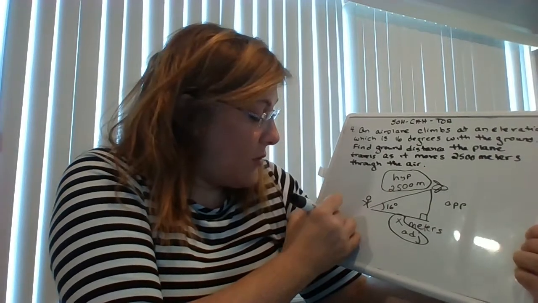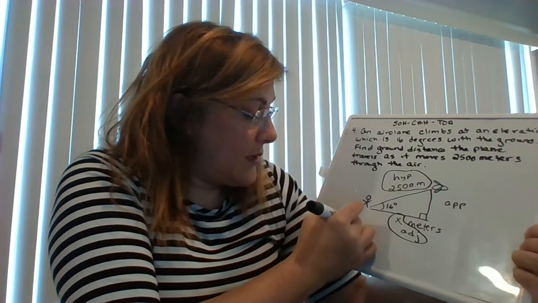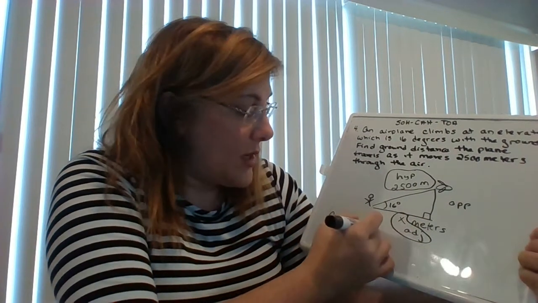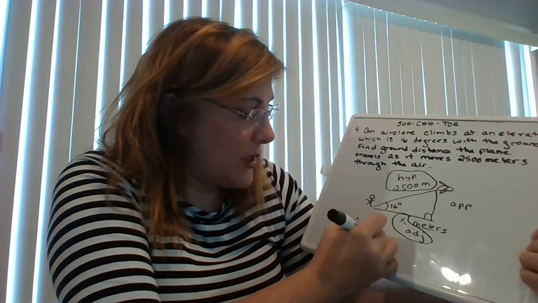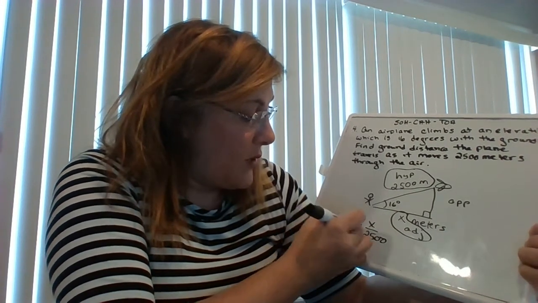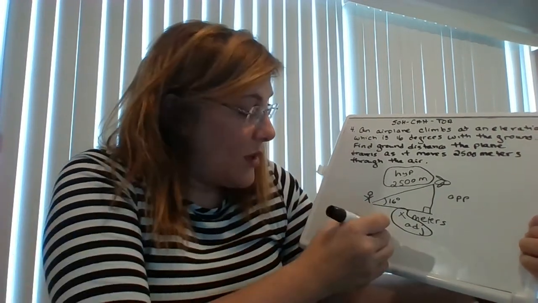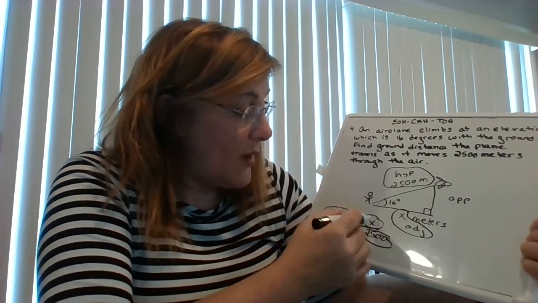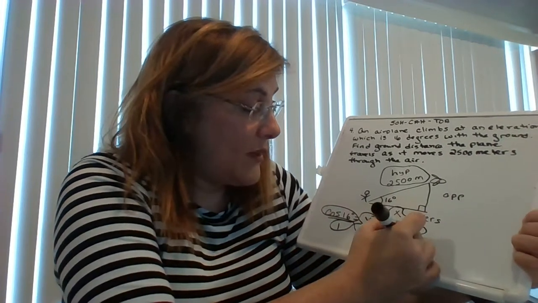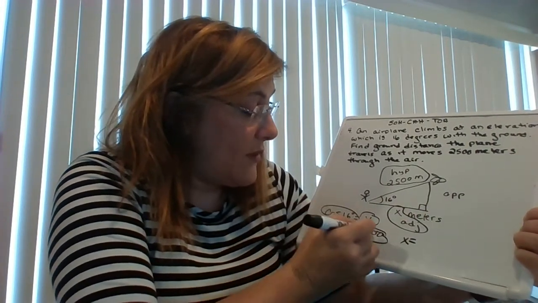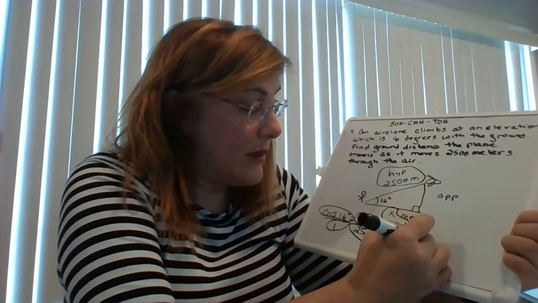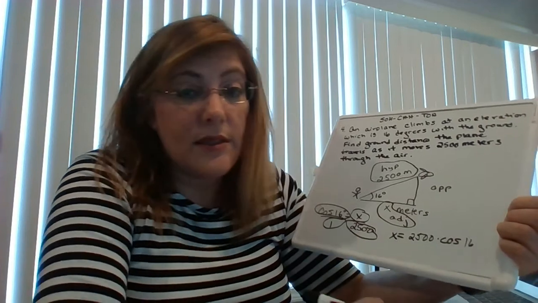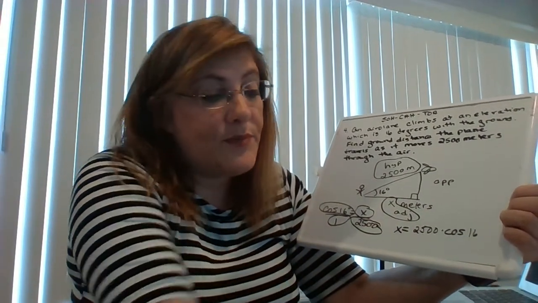So we have cosine of 16 degrees equals adjacent over hypotenuse. Adjacent is x, hypotenuse is 2,500. We put a 1 over here. We cross multiply to solve, right? So we have x times 1, which will give us x, equals 2,500 times cosine 16. Let's see what that is.